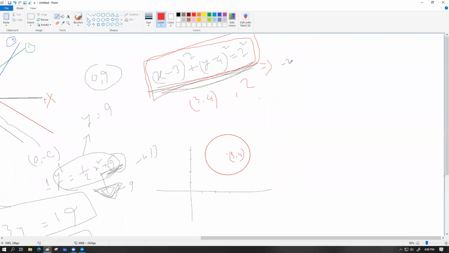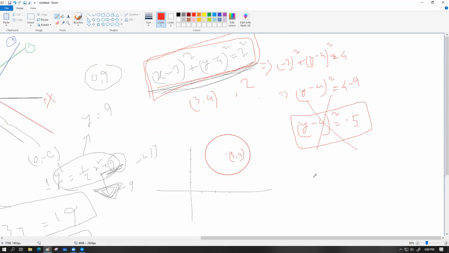0 minus 3, that is minus 3 whole squared, plus (y minus 4) whole squared equals 4. So I might as well write (y minus 4) whole squared equals 4 minus 9. Because minus 3 whole squared gives you 9, and when you change sides, it becomes 4 minus 9. So you are getting (y minus 4) whole squared equals minus 5. Now this is highly unacceptable.